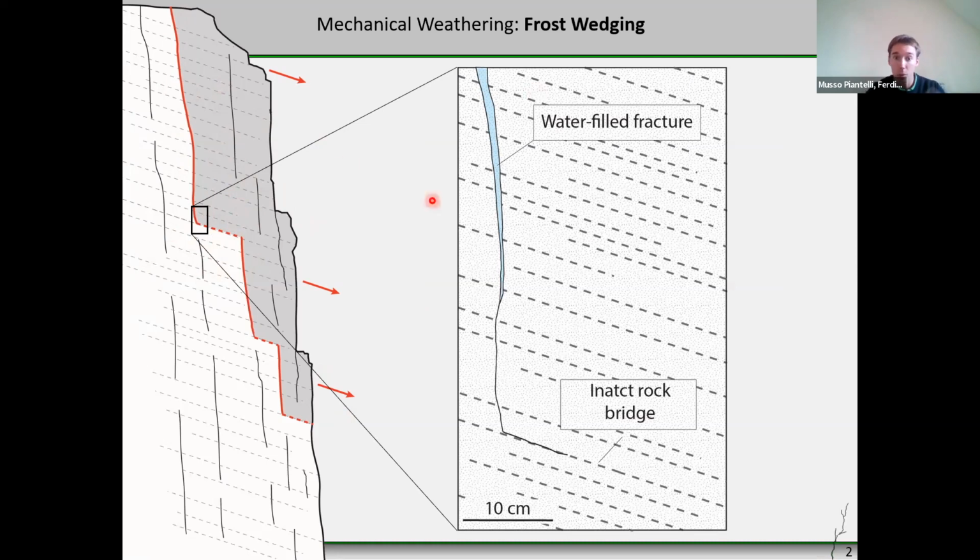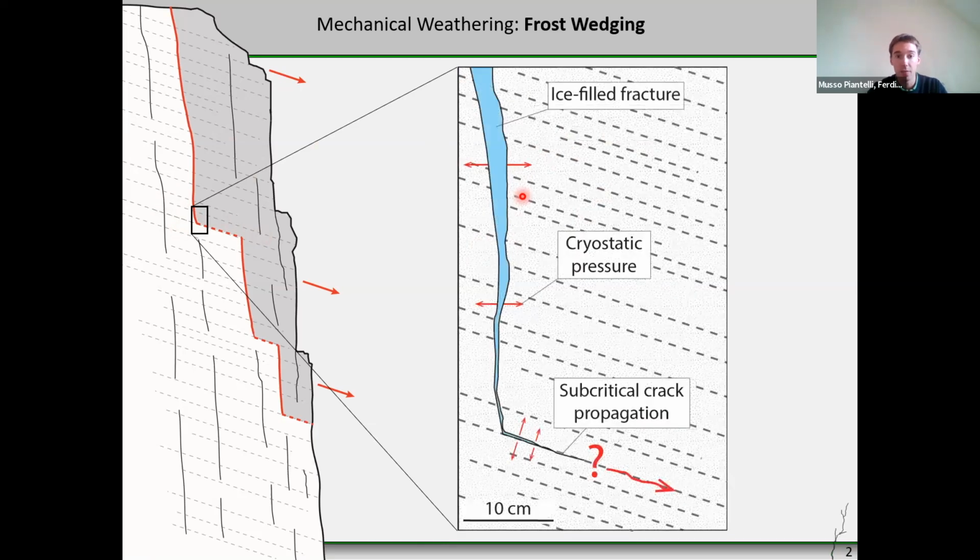Among all these weathering processes, we also have the frost wedging process. How does this process work? If we zoom in on one of these discontinuities and fill these fractures or faults, whatever it is, with water, and then we drop the temperature to negative values, the water simply becomes ice, with a volumetric expansion of about 9% in volume.